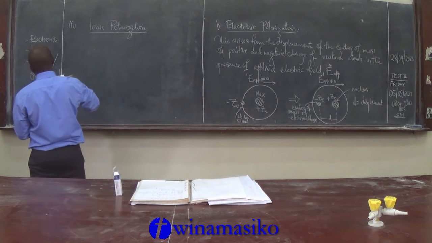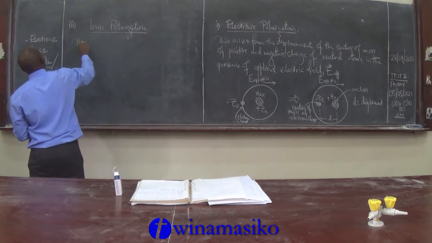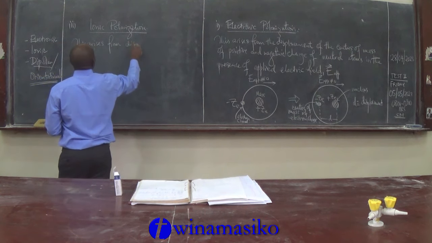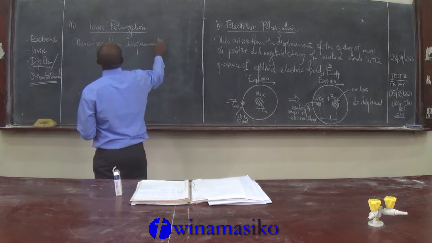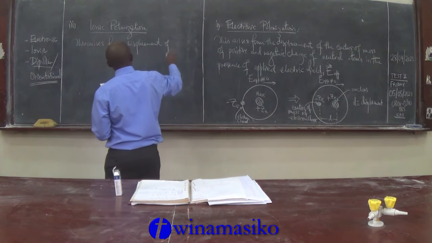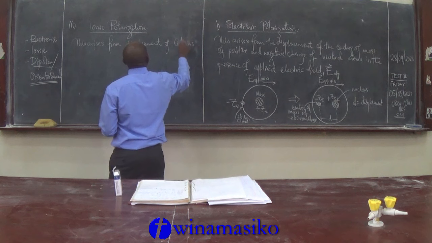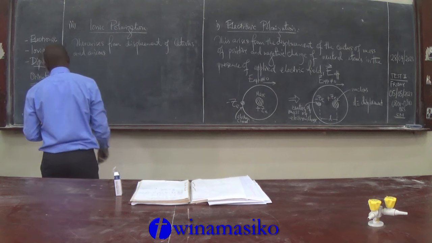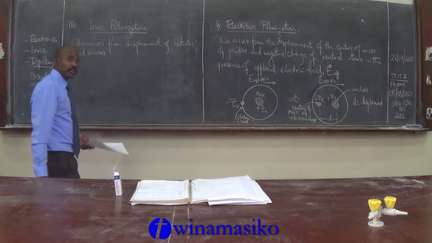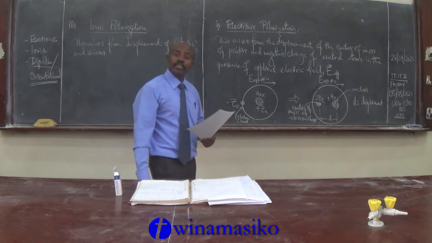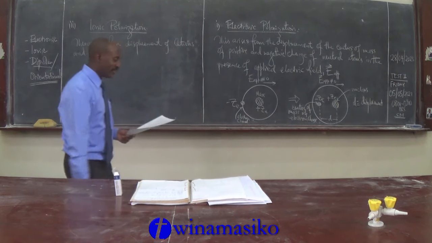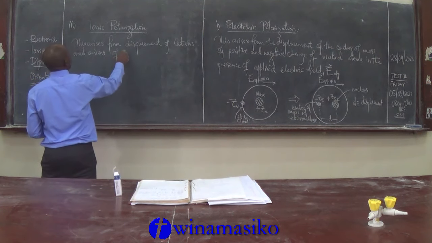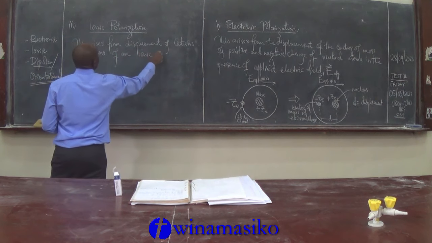The second one arises from displacement of cations and anions of an ionic crystal. Not cations, we have a chemistry lesson where I will say today we are going to study cations. It's cations and anions of an ionic crystal.